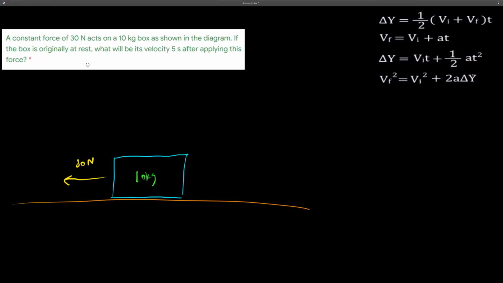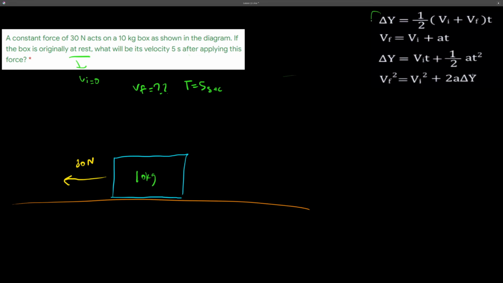That is our answer. A constant force of 30 newtons acts on a 10 kg box, as shown in this diagram. If the box is originally at rest, this means that the V initial is 0. What will be its velocity after 5 seconds? So it wants to know the V final after 5 seconds. First of all, we need to calculate the acceleration, but let's find the formula needed to find the V final.